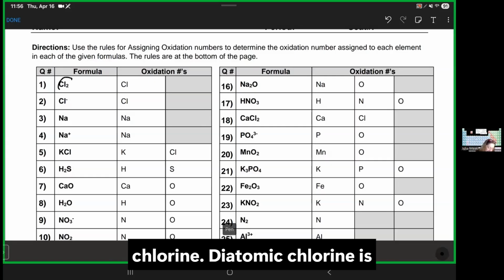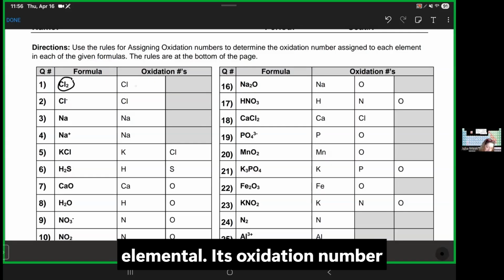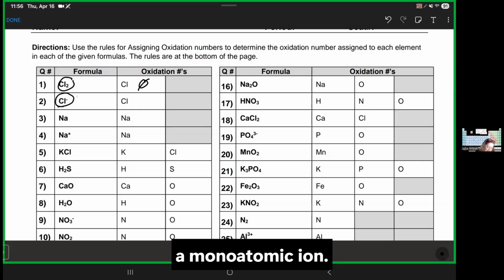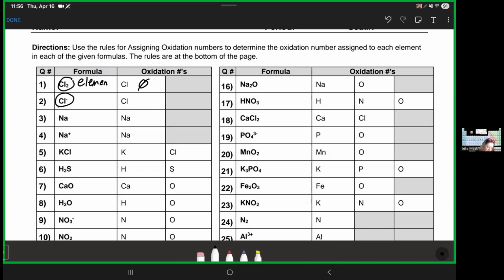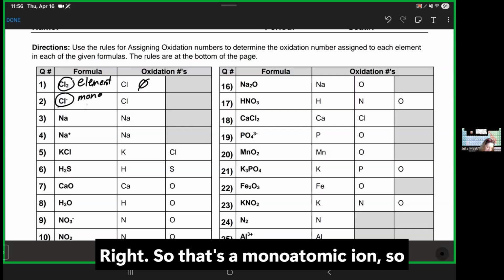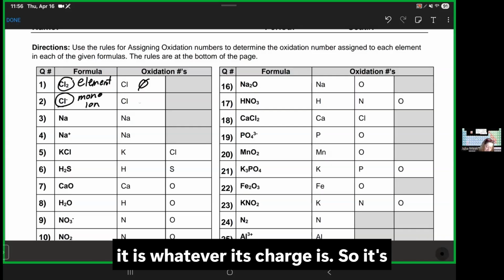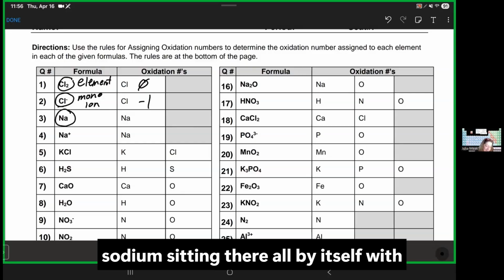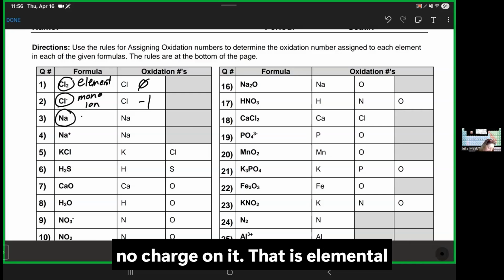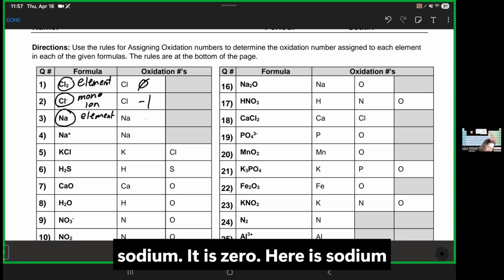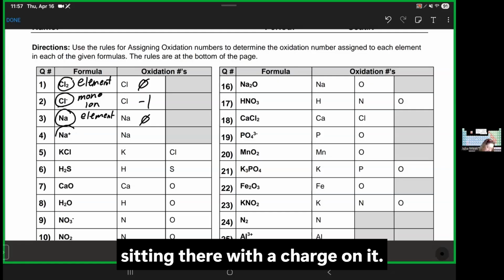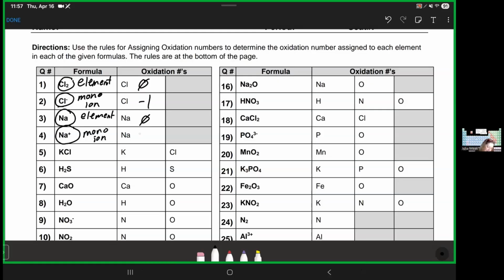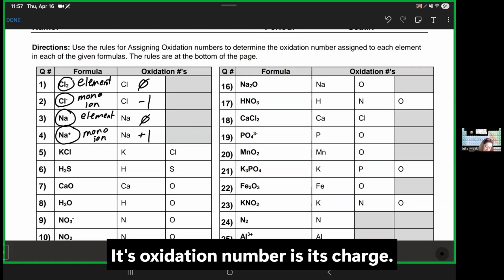So chlorine, diatomic chlorine, is elemental. Its oxidation number is 0. Chloride, that's a monoatomic ion, right? So it is whatever its charge is. So it's -1. This is sodium sitting there all by itself with no charge on it. That is elemental sodium. It is 0. Here is sodium sitting there with a charge on it. That is a monoatomic ion. Its oxidation number is its charge.